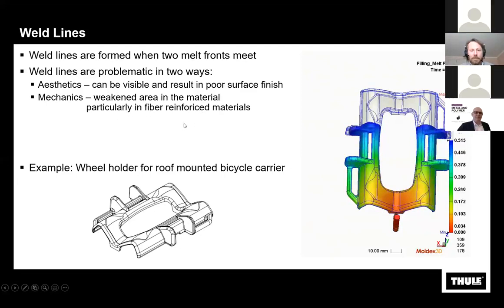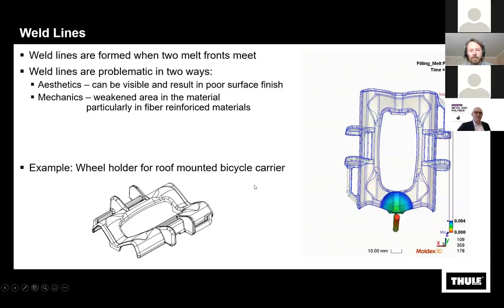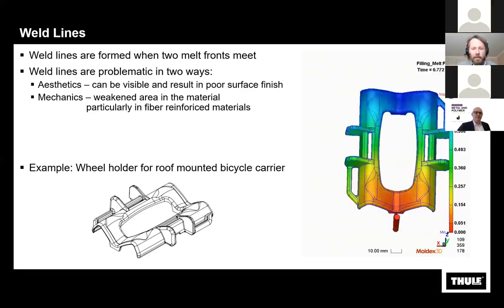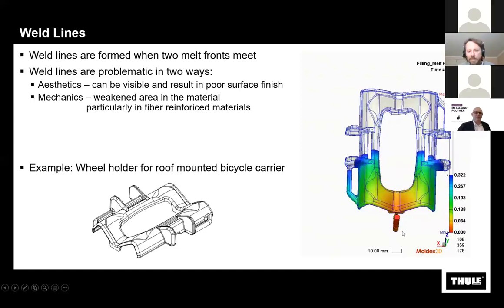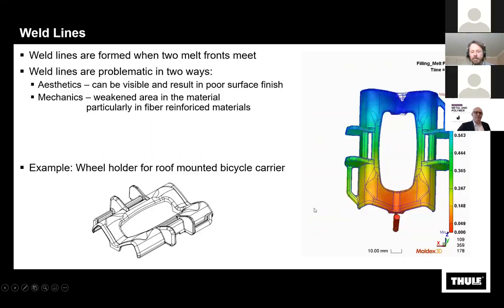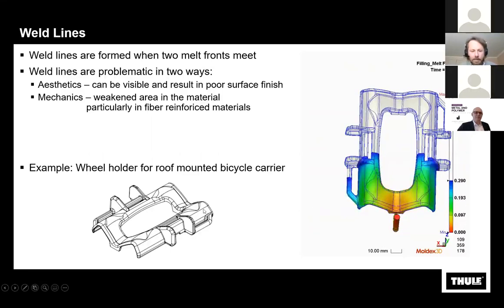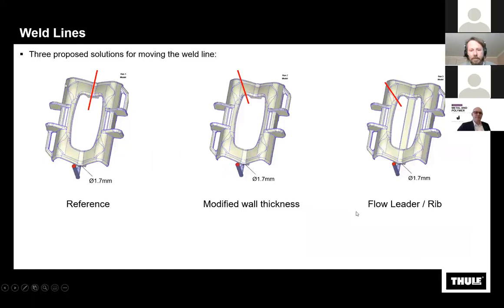And in particular, if you're using fiber reinforced materials where the glass fibers are meeting in a less than optimal way. But here you can see just an animation from a mold filling simulation from Moldex actually, where the weld line was meeting right here in the middle. And this was a problem because the geometry of the part meant that we had a weakness there, and in certain cases the part could fail there.